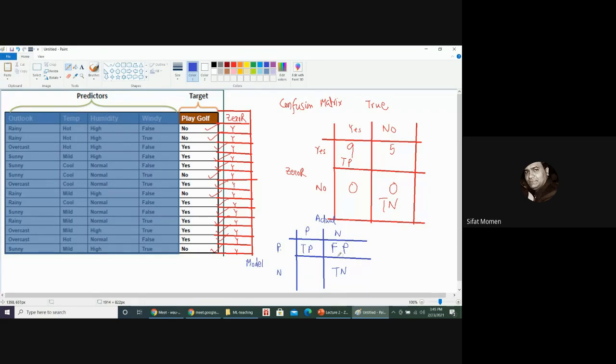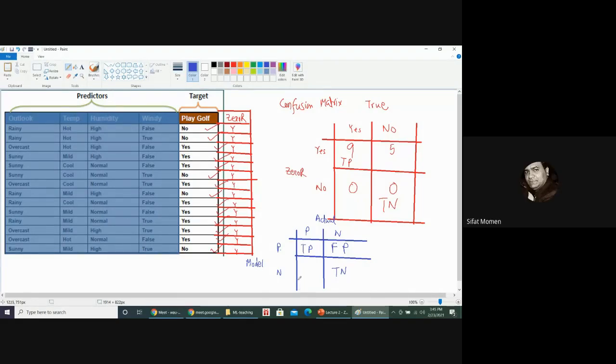What does false positive mean? False positive means the model has predicted it to be positive, but actually it is not positive. That's why it is false positive. Am I correct or not? Yes, sir. Okay?